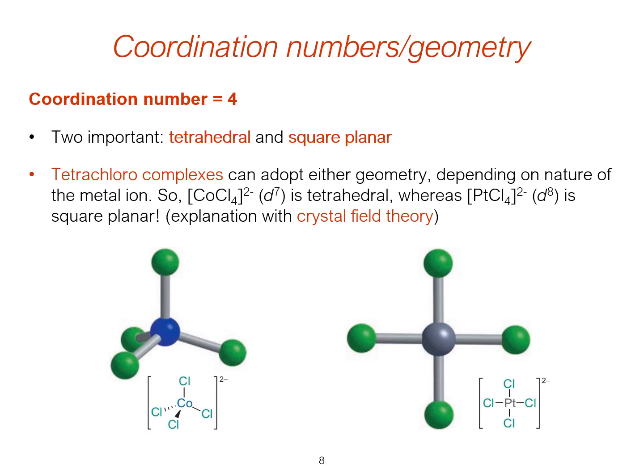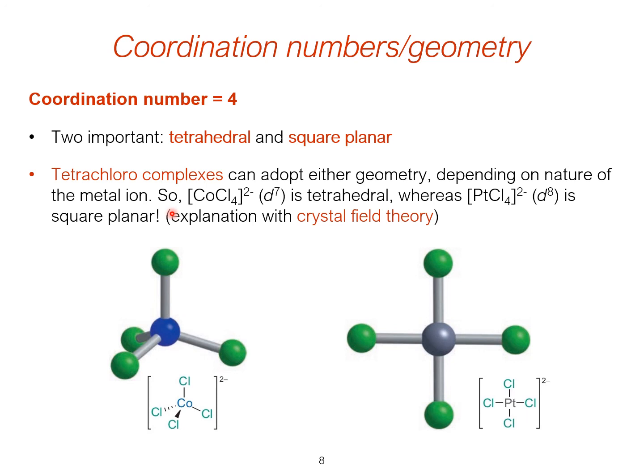Now, coordination number 4 has two important geometries, and we're going to look at these in much more detail in the crystal field theory lectures, or videos in that lecture. And they are shown here. So you've got tetrahedral, which is exactly the same as if we had 4 bonding pairs in the VSEPR theory. Tetrahedral, and square planar, which is quite a peculiar one.